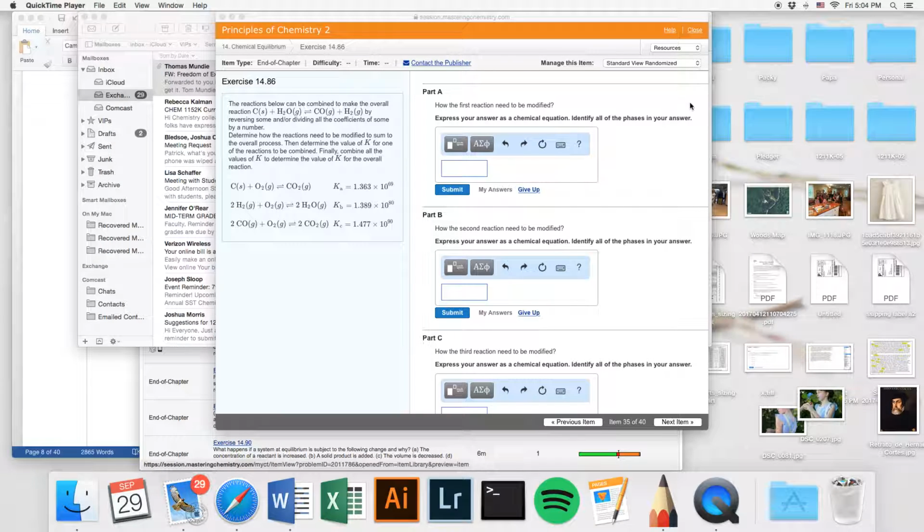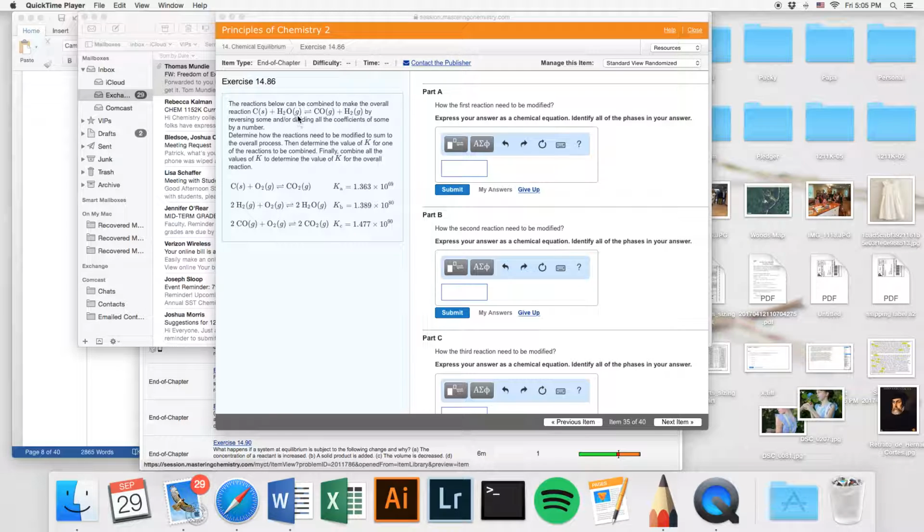Okay, so a student asked a question about exercise 14.86. This is from Tro, 3rd edition. And it's a little bit complicated, so I'm going to go real slow here. It's maybe a long video. So let me read it out loud first.